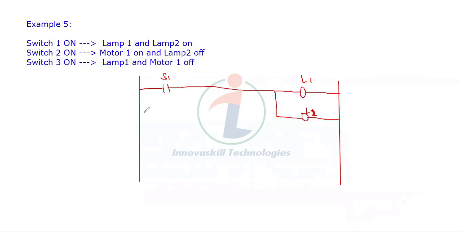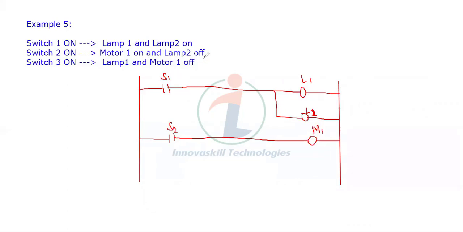So switch 1 on, lamp 1 and lamp 2 are on. Next, if switch 2 is on, what should happen? Motor 1 should be on. If switch 2 is on, motor 1 should be on. At the same time, lamp 2 should be off.